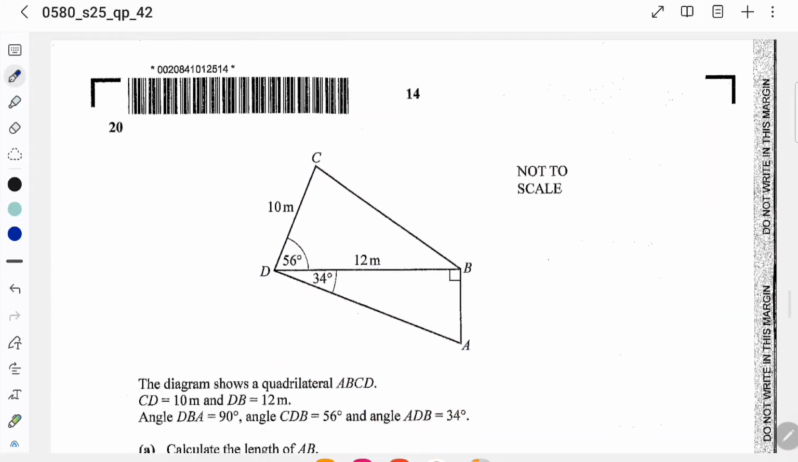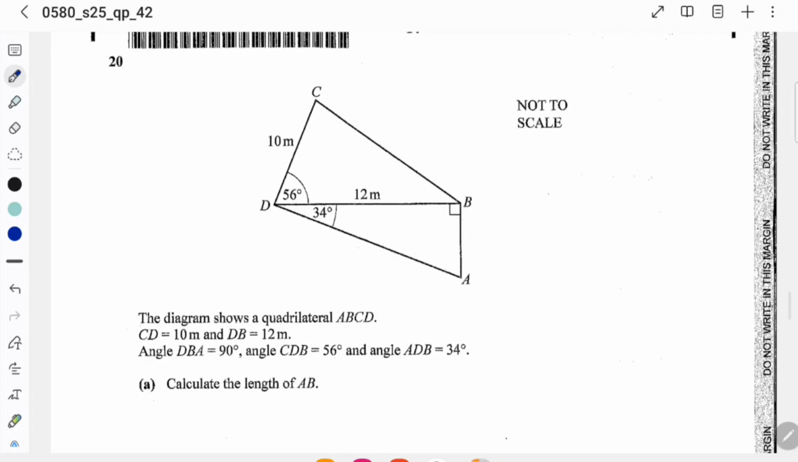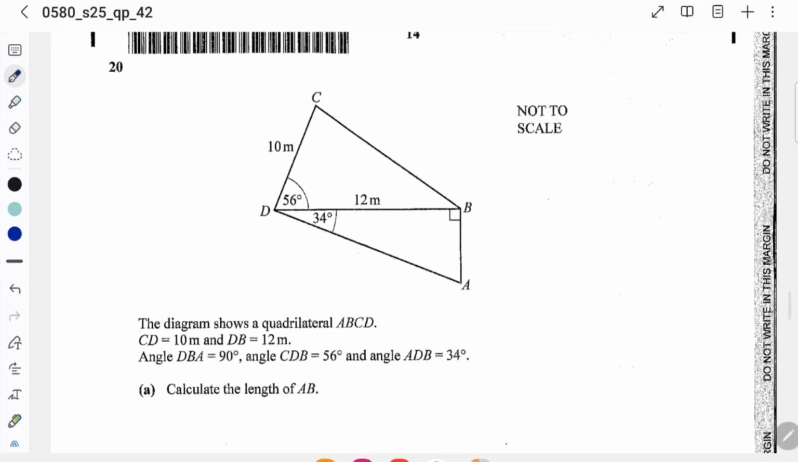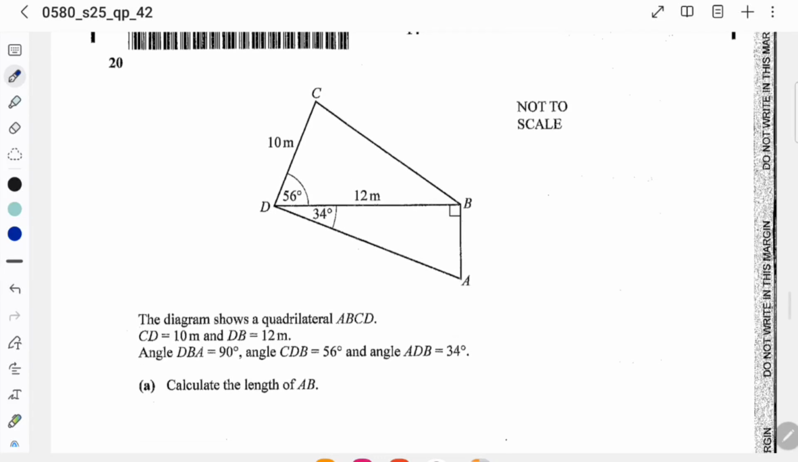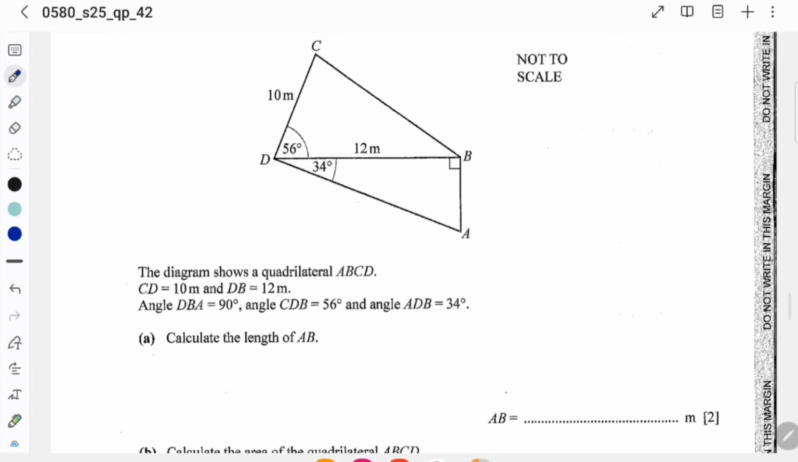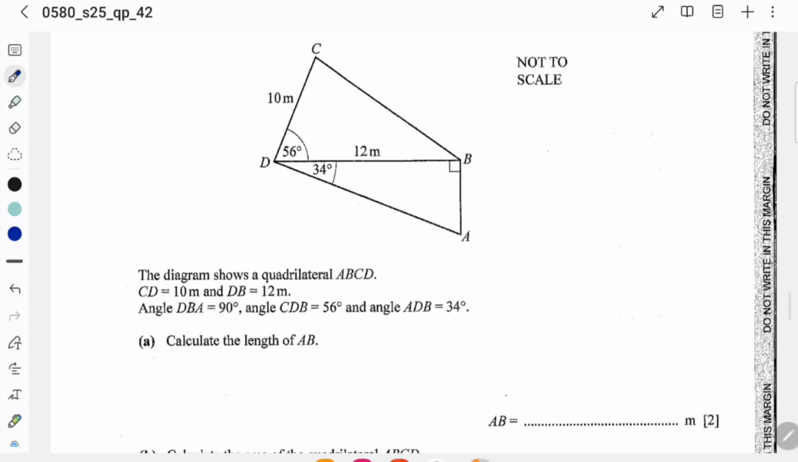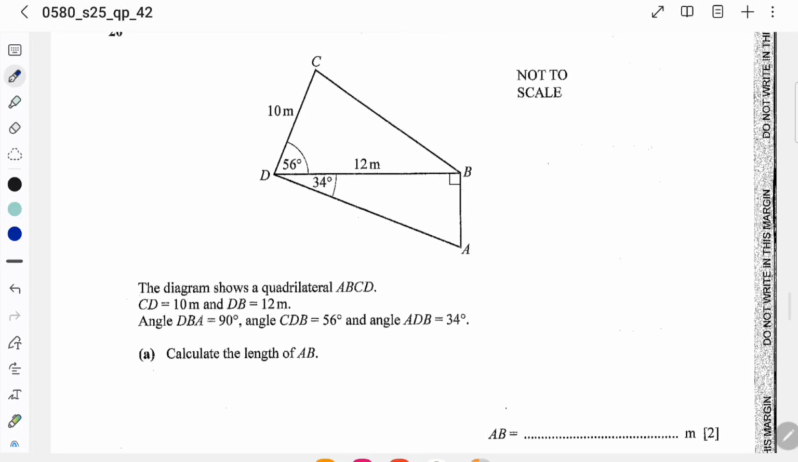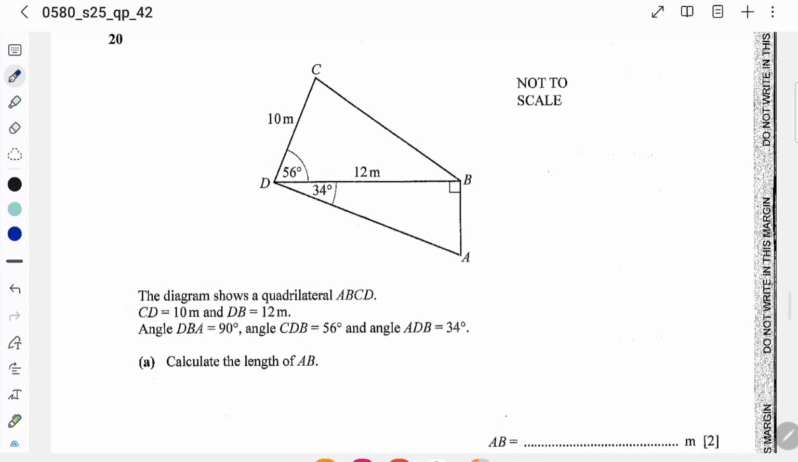Question number 20, trigonometry. One of the triangles is a right angle triangle. The other triangle is a non-right angle triangle. The diagram shows a quadrilateral ABCD. CD is 10 meters and DB is 12 meters. Angle DBA is equal to 90, angle CDB is 56, which is already labeled, and angle ADB is equal to 34. Calculate the length of AB.